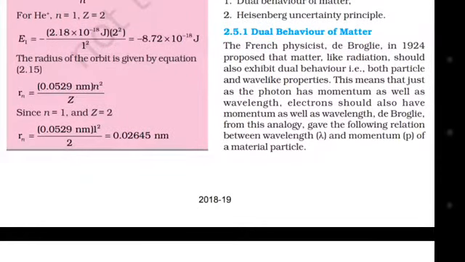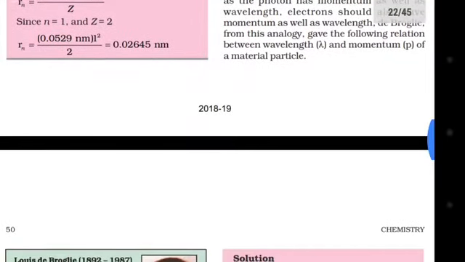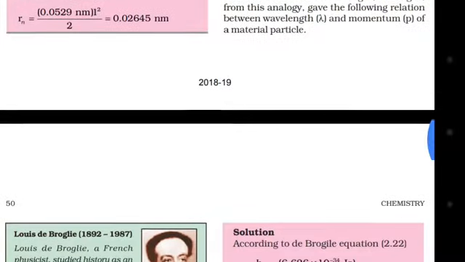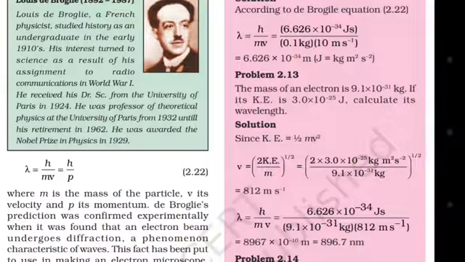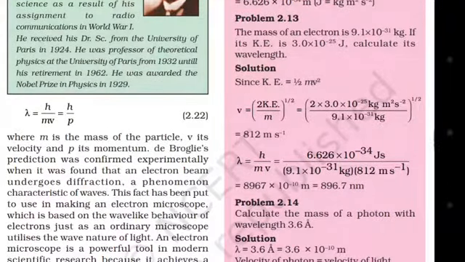2.5.1 Dual behavior of matter. The French physicist de Broglie in 1924 proposed that matter, like radiation, should also exhibit dual behavior, that is both particle and wave-like properties. This means that just as a photon has momentum as well as wavelength, an electron should also have momentum as well as wavelength. De Broglie, from his analogy, gave the following relationship between wavelength lambda and momentum p of the material particle: lambda is equal to h by mv is equal to h by p. This is equation 2.22, where m is the mass of the particle, v is velocity, p is momentum.